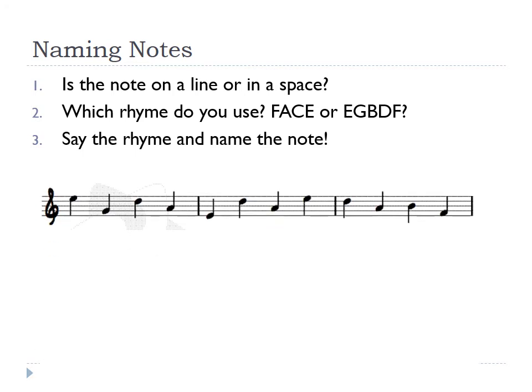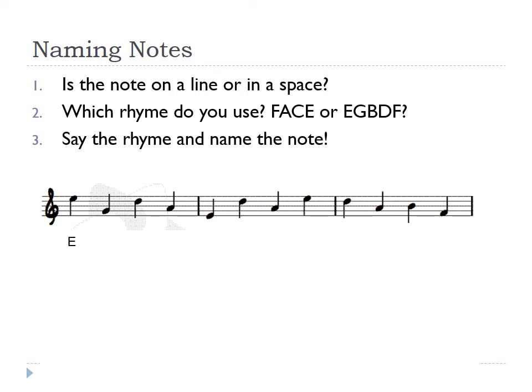Here are some examples for you to work through. Let's do the first two together. So the first note you'll see is in the space. So which rhyme are we going to use? We're going to use face, and we count from the bottom upwards. F, A, C, E. This particular note is in the fourth space. So the note name must be E.